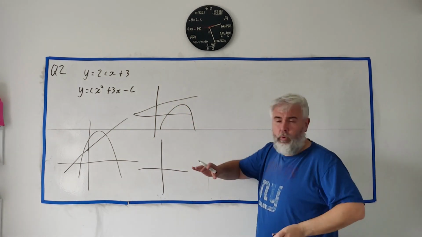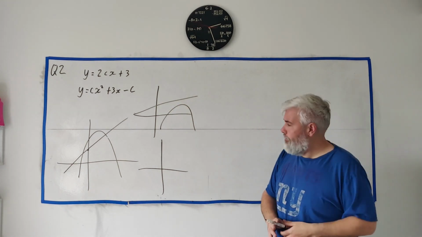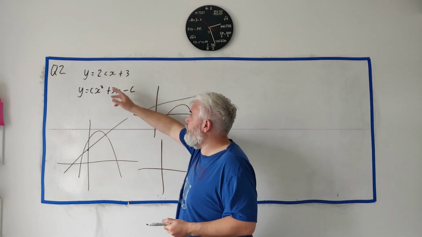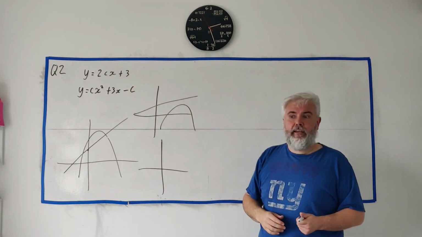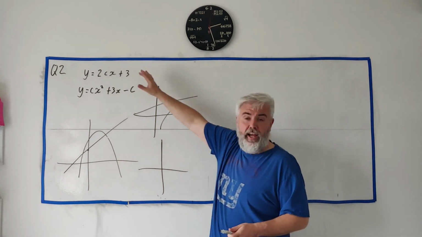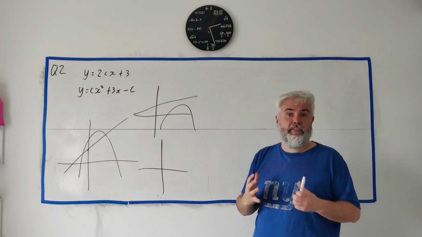That's what they're asking, and it's not quite clear how to do that. So how do you start this question? Well, they're talking about intersecting, a line and a curve intersecting. And you will be asked this in your exam. You'll be given a line, you'll be given a curve, and you'll be asked something about their intersecting.